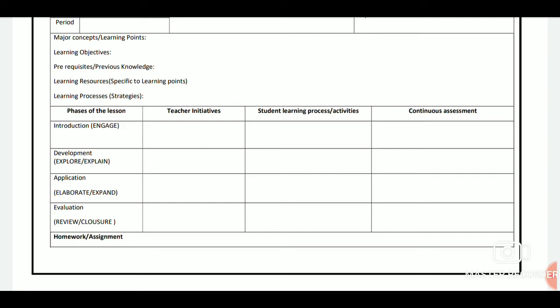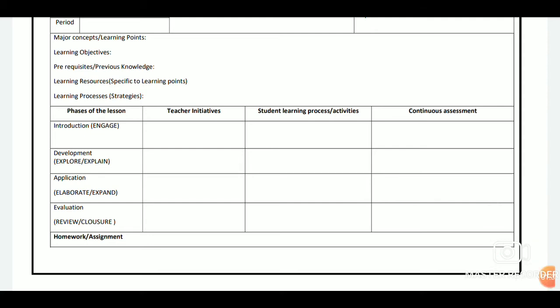For the table, we will have four columns. In the first, we will have phase of the lesson. Second, teacher initiative. Third is students' learning process or activities. And fourth is continuous assessment. Now, since this is a 5E lesson plan and our 5 E's are engage, explore, explain, expand, and evaluate, we will mention all of the phases one by one.